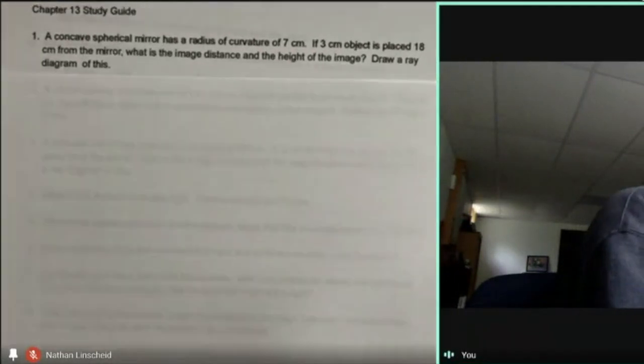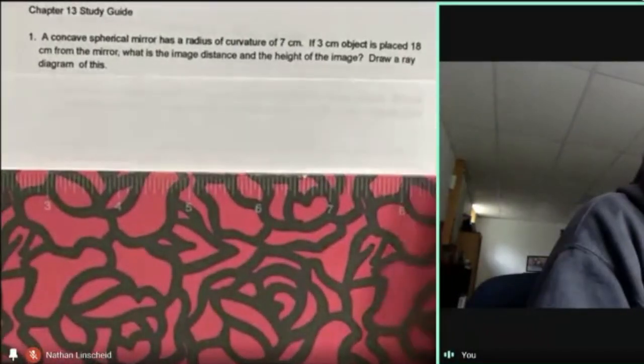And the first one is: a concave spherical mirror has a radius of curvature of 7 centimeters. If a 3 centimeter object is placed 18 centimeters from the mirror, what is the image distance and the height of the image? Draw a ray diagram of this. So I'm not going to draw this perfectly to scale, but I am going to use a straight edge here.